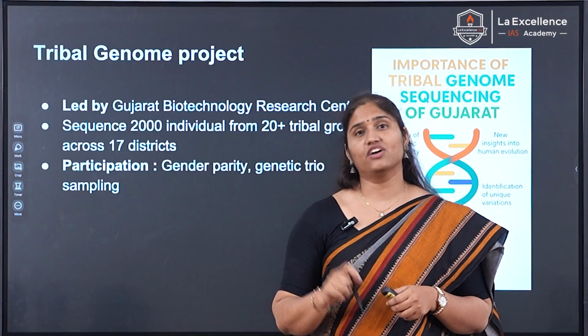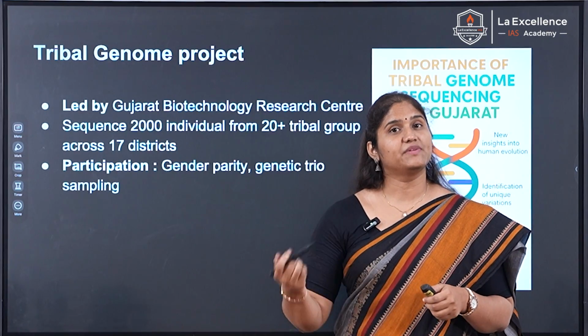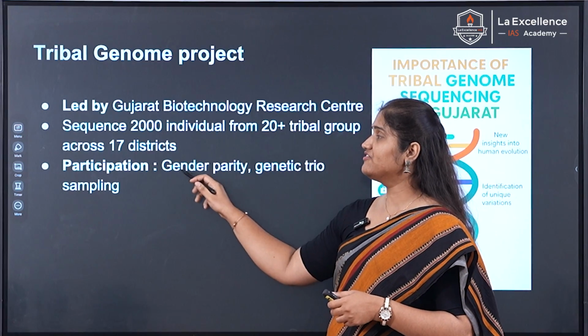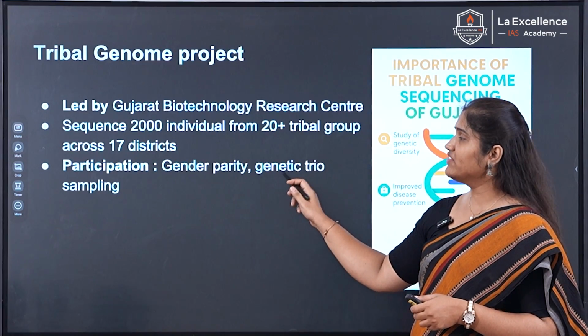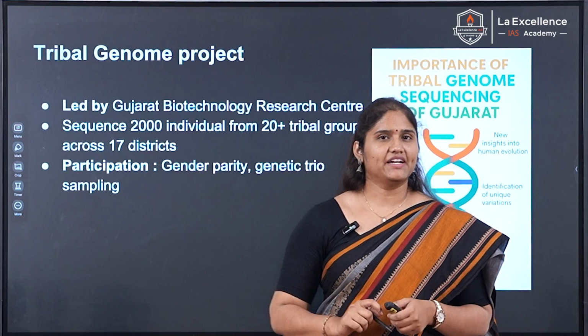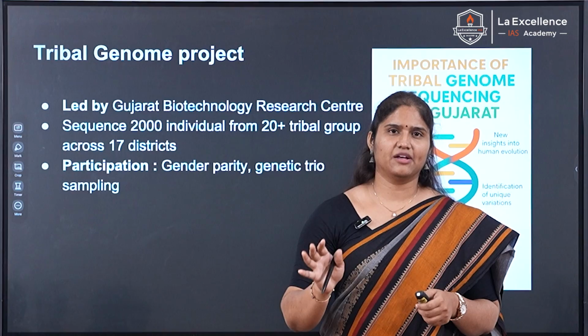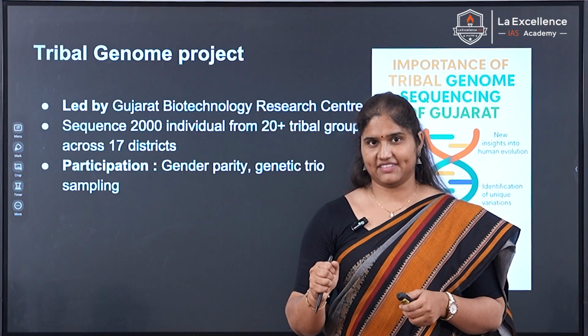For the selection, the individuals must be more than 18 years old, and here we are considering 2 things. One, we are looking at gender parity, and the other is gender trio sampling. Gender parity means that across the 20 plus tribal groups, we gather DNA samples from both the males and the females.